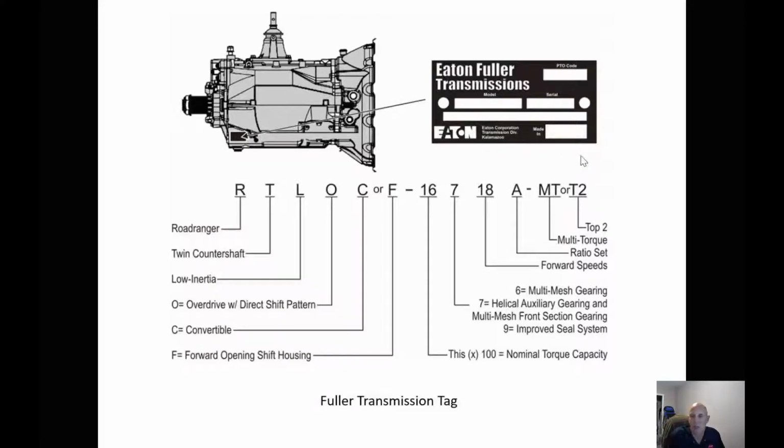Then we get into the last set of numbers, and so what we want to know is how many gear ratios there are. So on this one here, there's 18 forward speeds, and that's what we want to look at, because we can have a transmission with 9, 10, 13, 15, 18 speeds, depending on the configuration and how it's set up. And we're going to take a look only at the front section. The rear section will be in a separate video.